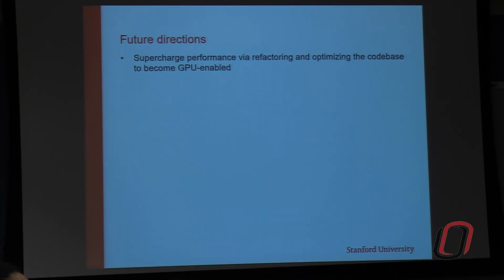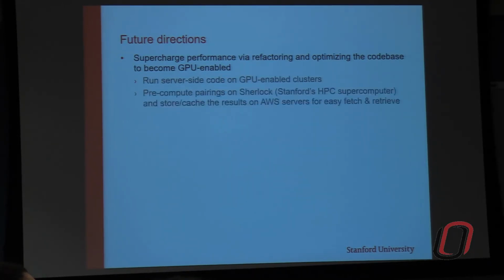So what I've decided is that I'm going to make my code base run on the server side using GPU-enabled clusters. Specifically, I'm going to pre-compute all of the different pairings on Sherlock, Stanford's high-performance computing cluster. And then I'm going to cache the results on Amazon Web Services for easy fetch and retrieval. That's going to be really easy to do because it's only about 20 gigs of text data, and that's nothing to fetch and retrieve.